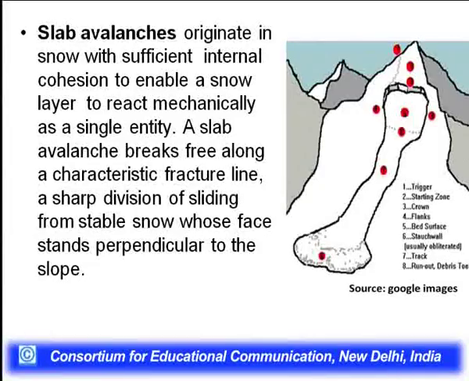Now slab avalanches, you can see the trigger area, then a starting zone, crown, flanks, bed surface. These are the different parts. It originates in snow with sufficient internal cohesion to enable a snow layer to react mechanically as a single entity for a longer length. A slab avalanche breaks free along a characteristic fracture line, a sharp division of sliding from a stable snow, whose face stands perpendicular to the slope.